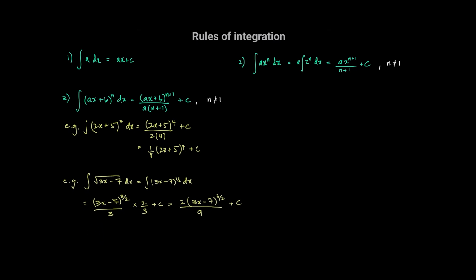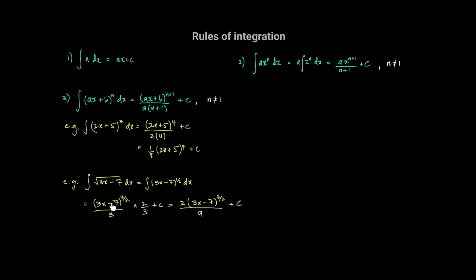Here's another example. Here we have to integrate the square root of 3x minus 7 with respect to x. Now the square root of 3x minus 7 can be written as (3x - 7)^(1/2). And we have to integrate that with respect to x. So again, we increase the power by 1. So (3x - 7)^(3/2). We divide by the new power. So we divide by 3/2. That's the same as multiplying by 2/3.